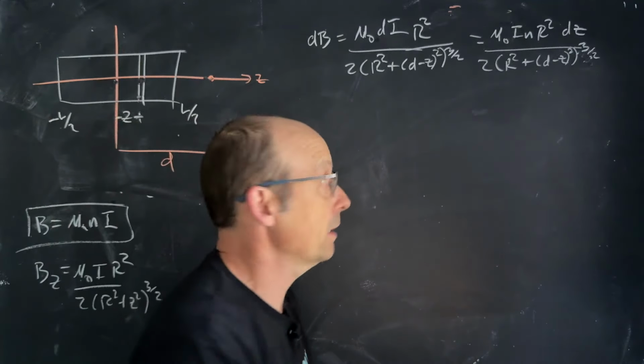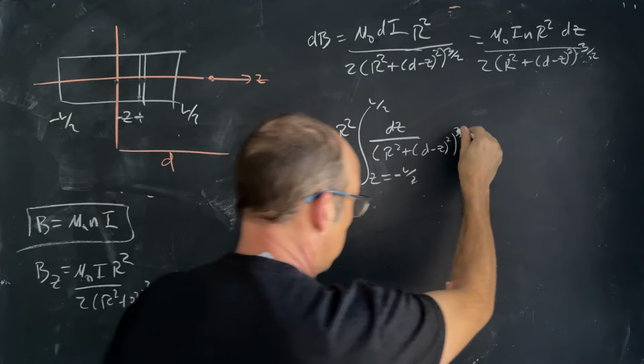So B, I'm going to pull all the constant stuff out front. Mu naught I n r squared over 2 times the integral from z equals negative L over 2 to z equals L over 2 of dz over r squared plus d minus z quantity squared, all of that to the 3/2. Now, that's a tough integral.